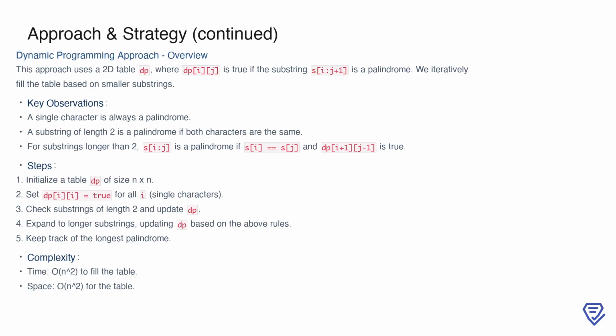To implement this, we initialize the table, marking all single character substrings as palindromes. Next, we handle substrings of length 2 and then iteratively expand to longer substrings, updating the table based on these rules.